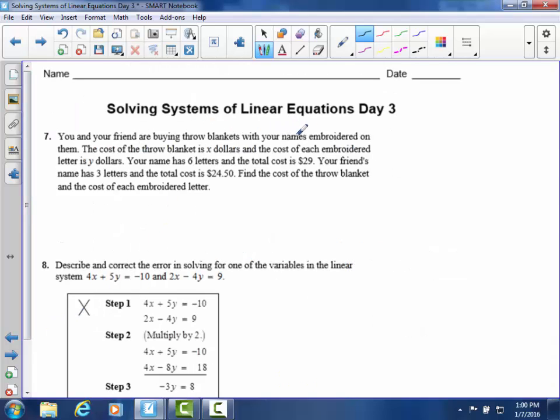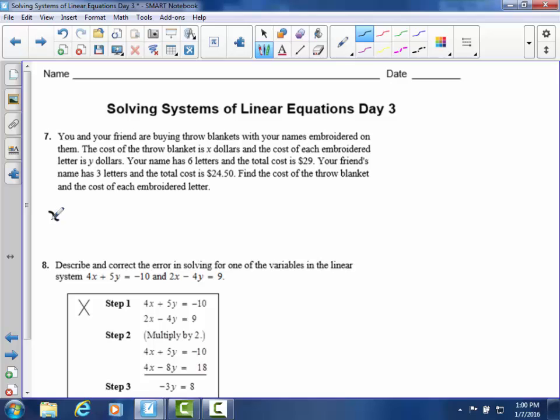Okay, you and your friend are buying throw blankets with your names embroidered on them. The cost of the throw blanket is X dollars, and the cost of each embroidered letter is Y dollars. Your name has 6 letters, and the total cost is $29. Your friend's name has 3 letters, and the total cost is $24.50. Find the cost of the throw blanket and the cost of each embroidered letter.